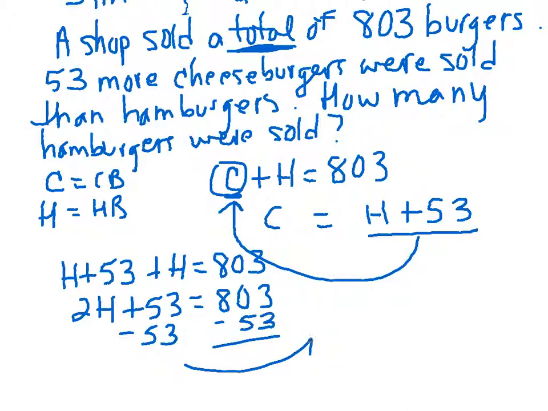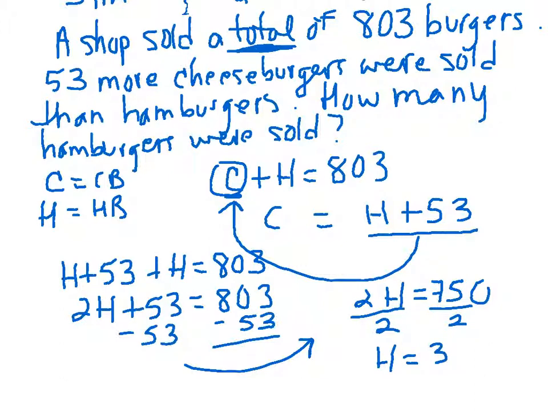And I'm going to swing this over here because I ran out of room. Now we have 2H equals, that would be 750. We need to divide both sides by 2. And H is going to equal 375. Did we answer our question?